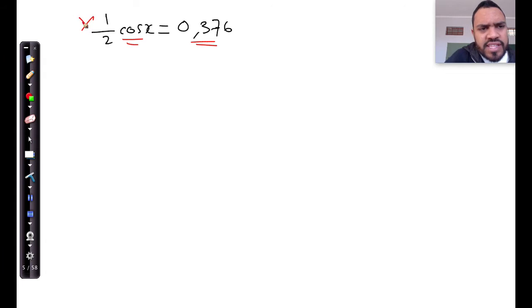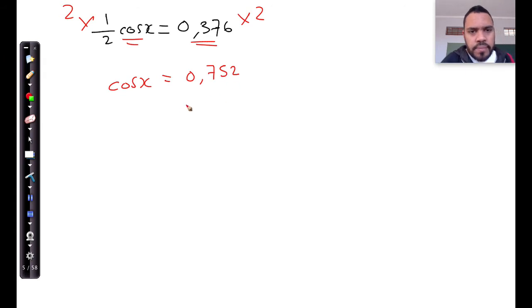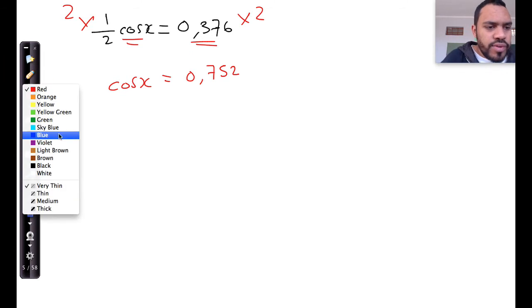So I'm going to multiply this side by 2 and multiply that side by 2. And when I do this, I see 2 times a half gives me 1. So that's going to leave me with simply cos x equals 0.752. Okay. Right, now I can simply go and work with QRS.